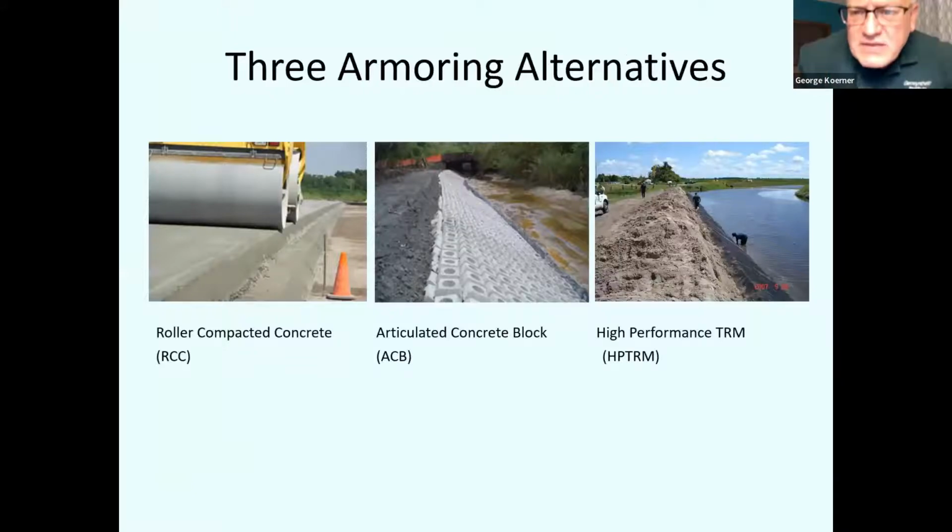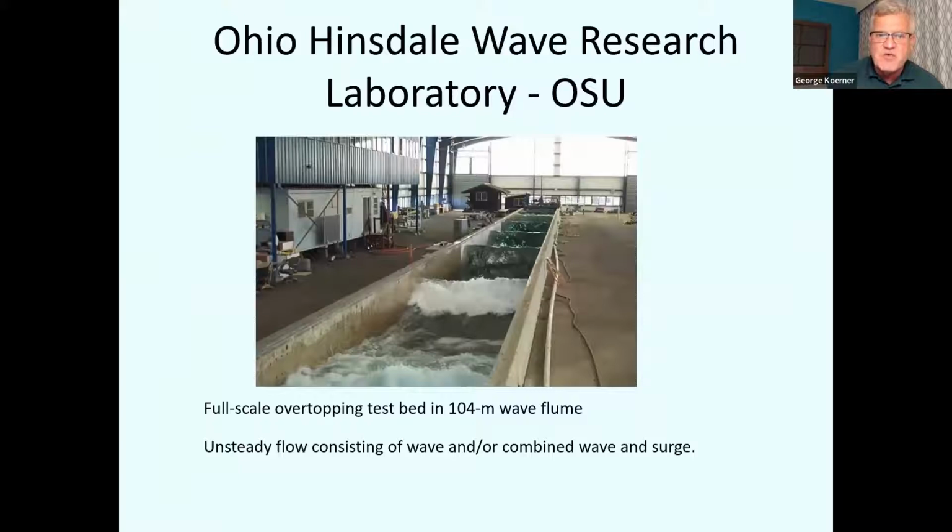In that regard, the Corps of Engineers set out a big trial on this. There is a lot of this armoring to be done. And what I'd like to do is compare their best three options. Their three options were roller compacted concrete, articulated concrete blocks, and then high performance TRMs. So I'd like to go through a comparison of these three different alternatives and even take you into some sustainability considerations for this.